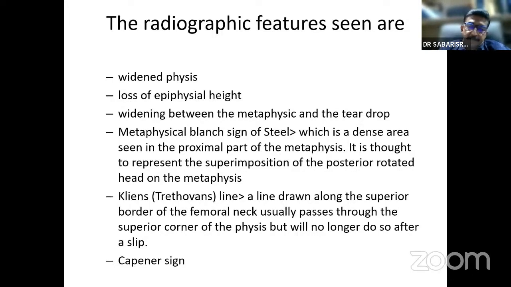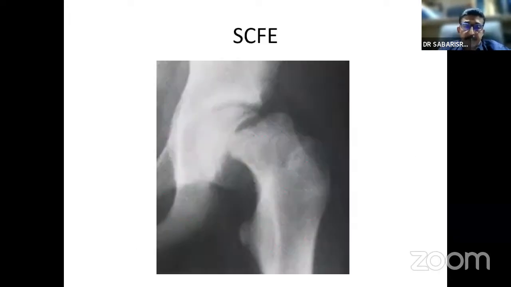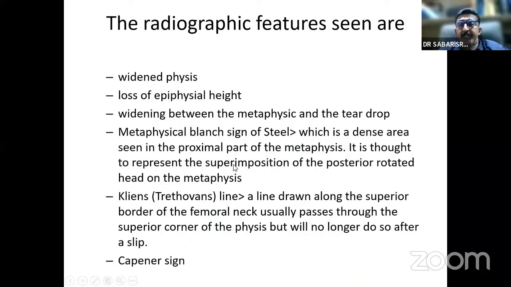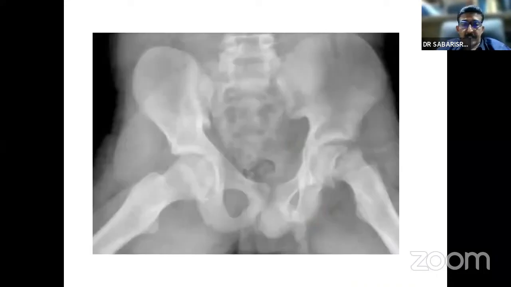And another sign is called Capener's sign. Capener's sign means normally, the metaphysis will overlap with the floor of the acetabulum. But in slipped capital femoral epiphysis, since the metaphysis is slipped, it will not overlap. And that is called Capener's sign or the sham sign, SHAM. So we will see it here.